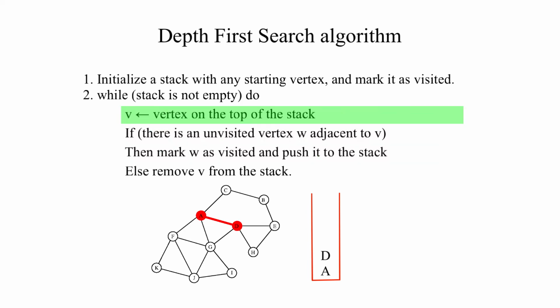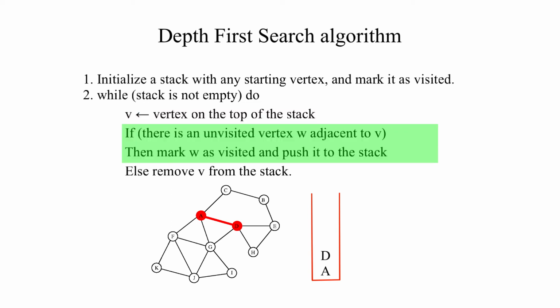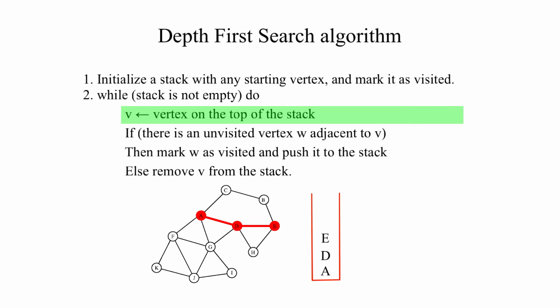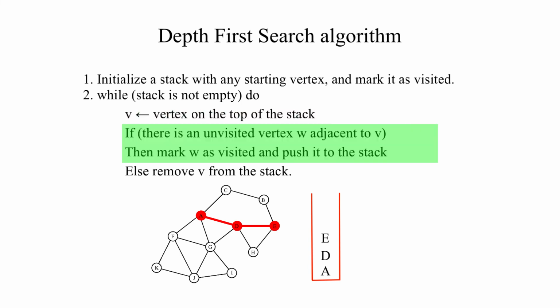Again, we take the next vertex from the stack, vertex D. If there is an unvisited vertex adjacent to D, we mark it as visited, and push it to the stack. So, we mark vertex E as visited, and push it to the stack. Continuing the algorithm, we take the next vertex from the stack, vertex E. If there is an unvisited vertex adjacent to E, we mark it as visited, and push it to the stack. So, we mark the vertex H as visited, and push it to the stack.